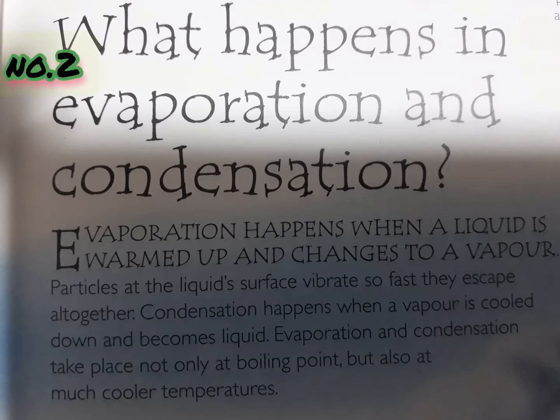What happens in evaporation and condensation? Evaporation happens when a liquid is warmed up and changed to a vapor. Particles at the liquid surface vibrate so fast they escape together. Condensation happens when a vapor is cooled down and becomes liquid. Evaporation and condensation take place not only at boiling point but also at much colder temperatures.